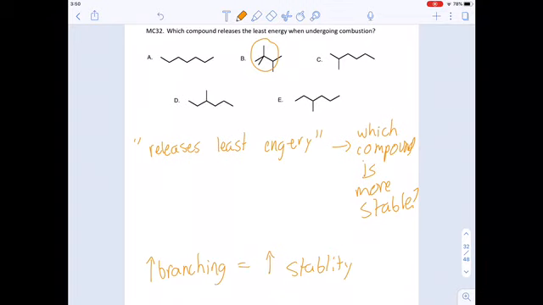Also, the smaller it is, as long as this is an open compound and not a ring, in general, the more stable it's going to be. So when you're comparing just ones of the same size, you're going to look for the one that's the most branched. And in multiple choice 32, the most branching occurred in answer B. Answer B.